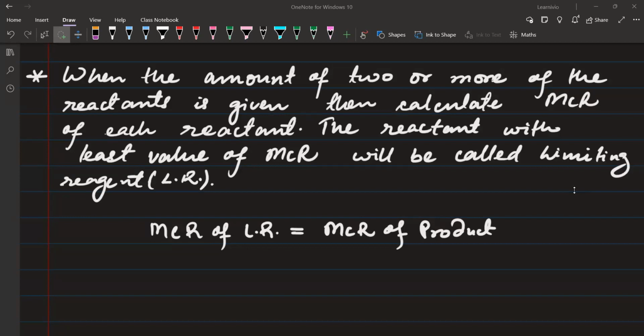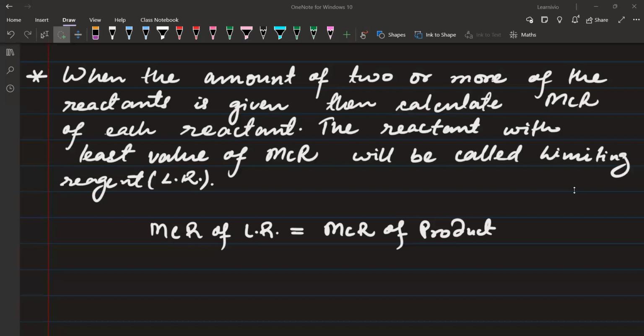Whatever the reactants, we have multiple reactants, and we have been given the amounts of two or more reactants: this many grams, this many liters, this many moles, this many particles. If you have been given this data, then you will calculate the MCR of all the reactants, and the one which has the least value will be the limiting reagent. Then you will write MCR of limiting reagent is equal to MCR of product.